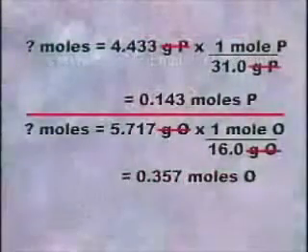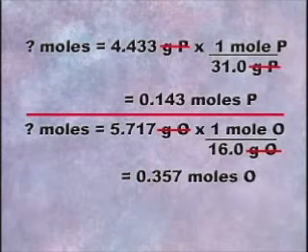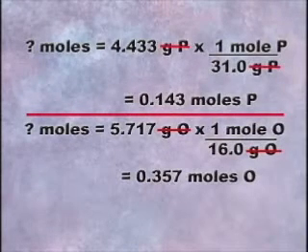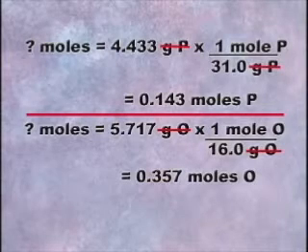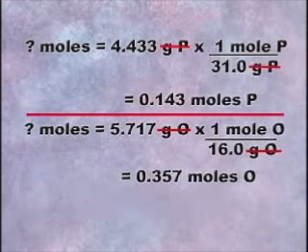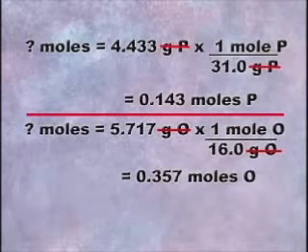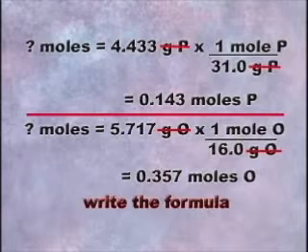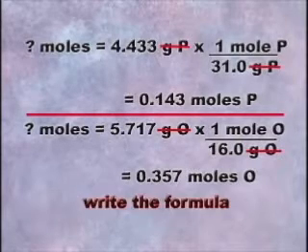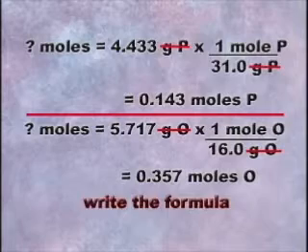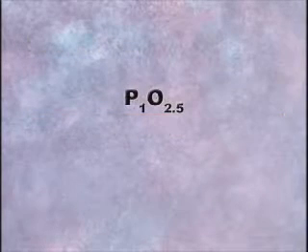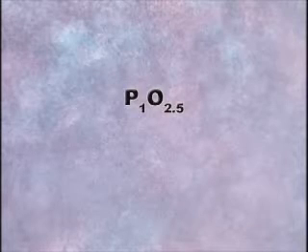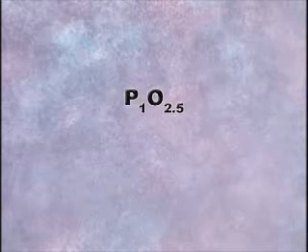Check your work. Now write the formula using the moles as subscripts, and then divide by the smallest subscript to find the simplest whole number ratio. Did you run into a problem? The subscript on oxygen is not close enough to a whole number to round. This is an easy problem to solve.